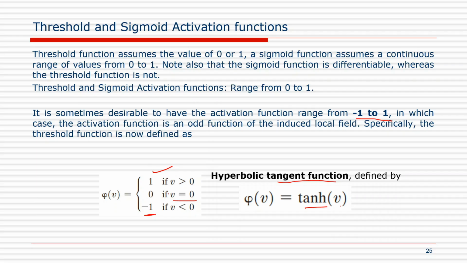We looked at three activation functions: the threshold activation function, the sigmoid activation function, and the tanh activation function. The threshold activation function gives output either 0 or 1, the sigmoid gives output in the range of 0 to 1, and tanh gives output in the range of minus 1 to plus 1. This you should be aware of.